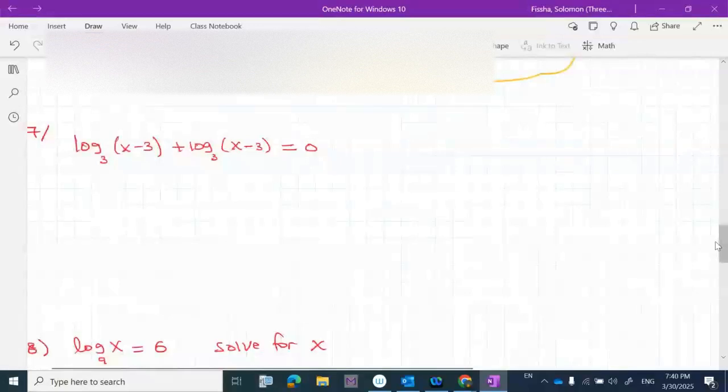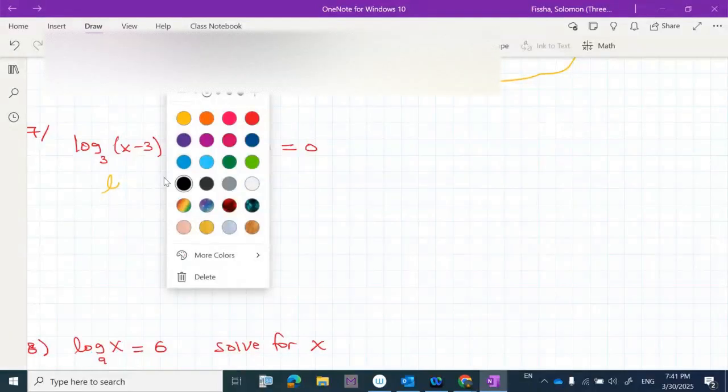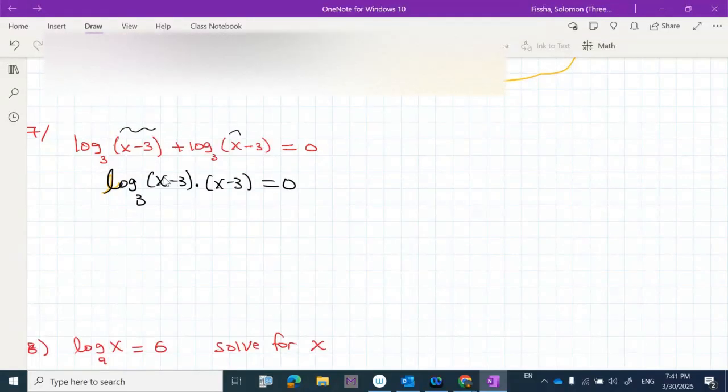Number 7 is here. This is base 3, and then this is addition. Remember, addition of logs changes into multiplication. So keep everything, the base. This will be changing. Let me use the black marker, that will be clearer. Log base 3 of (x minus 3) multiplied by (x minus 3) equals 0. I multiply this part and this part, using just one log base 3.